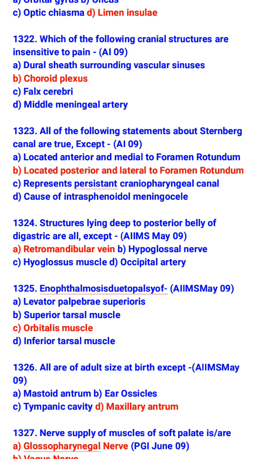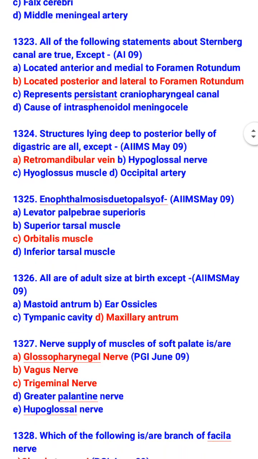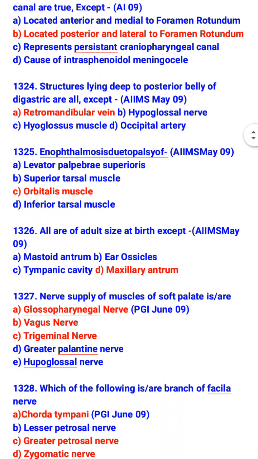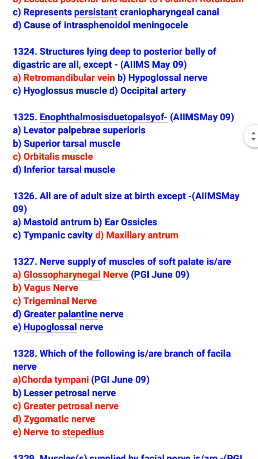Structures lying deep to posterior belly of digastric are all except retromandibular vein. So structures lying deep to posterior belly of digastric are hypoglossal nerve, hyoglossus muscle, and occipital artery. Anophthalmos due to palsy of orbitalis muscle. All are of adult size at birth except maxillary antrum.